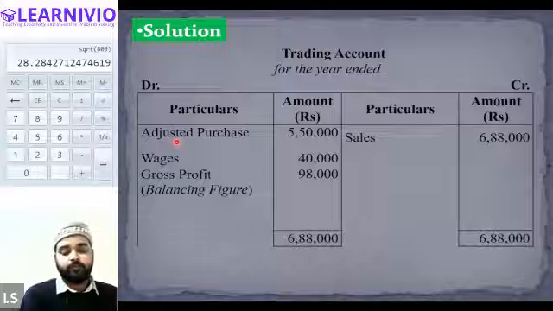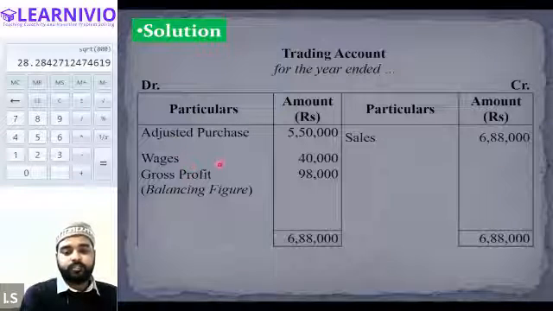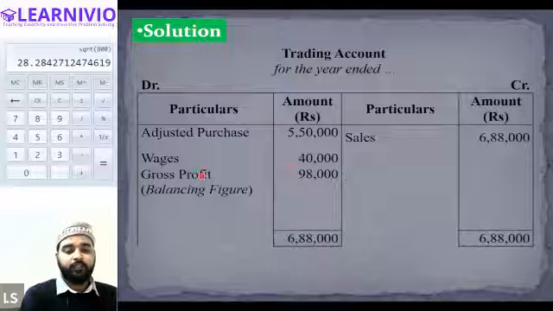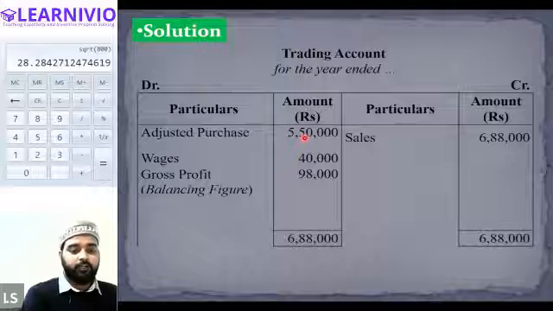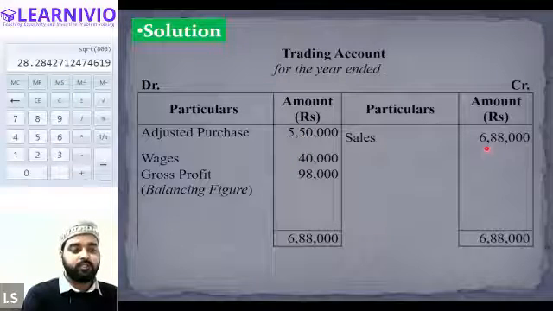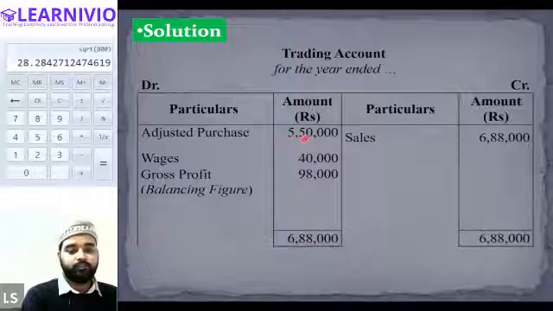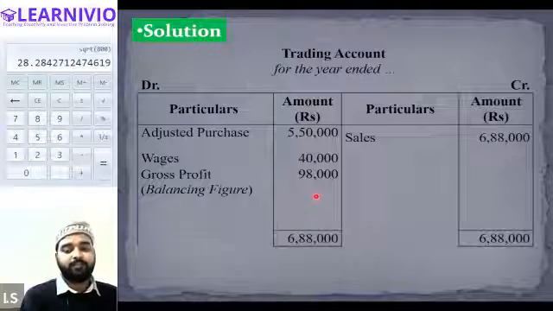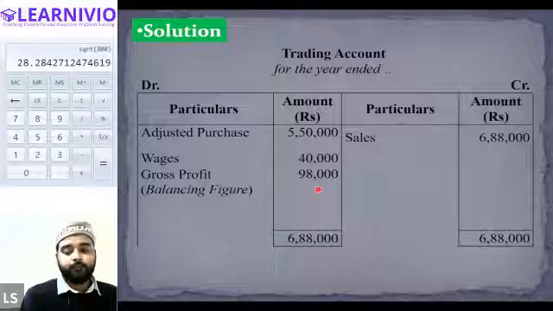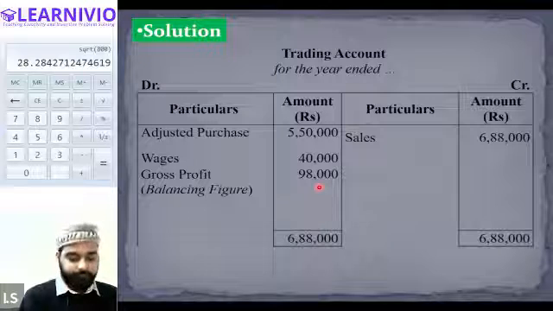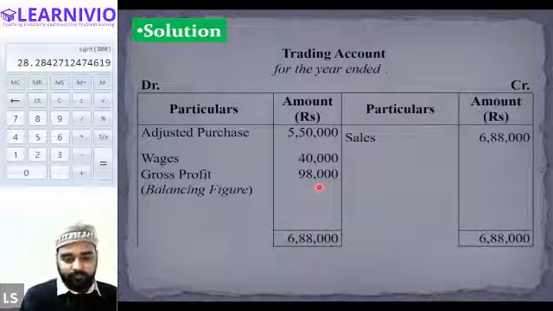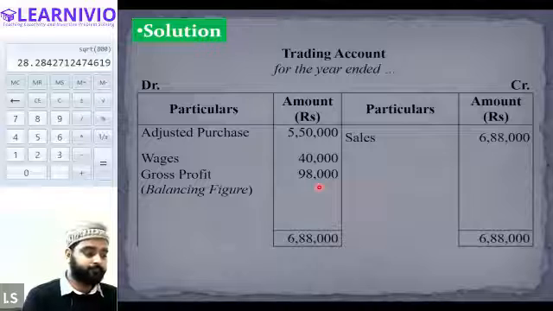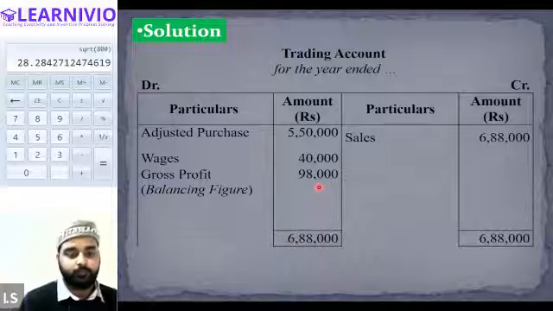Then we have wages. Obviously, it is a direct expense. Therefore, we have written this in the trading account. Then after reducing all these values from the value of the sales, you will get the gross profit. So sales 6,88,000, then reduce 5,50,000, then also reduce 40,000. You will get 98,000 as the balancing figure. That will be the gross profit. Tell me, Hamad and Halima, is this clear, both of you? Yes, sir. Got it.